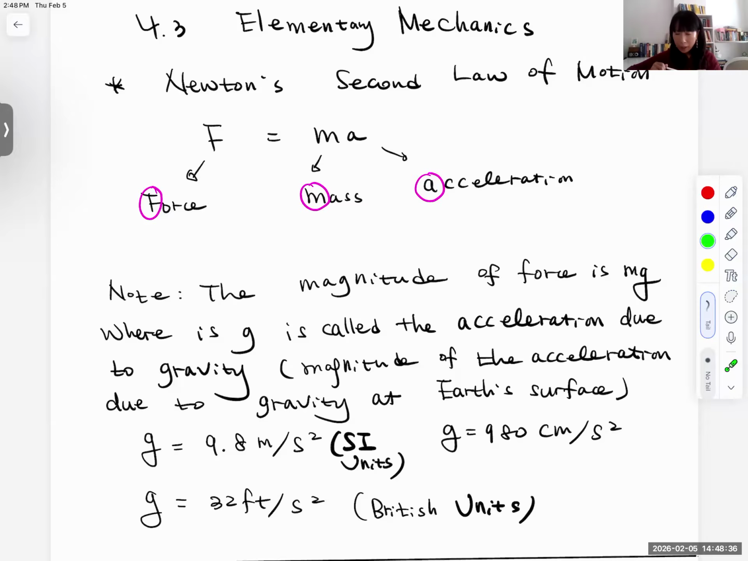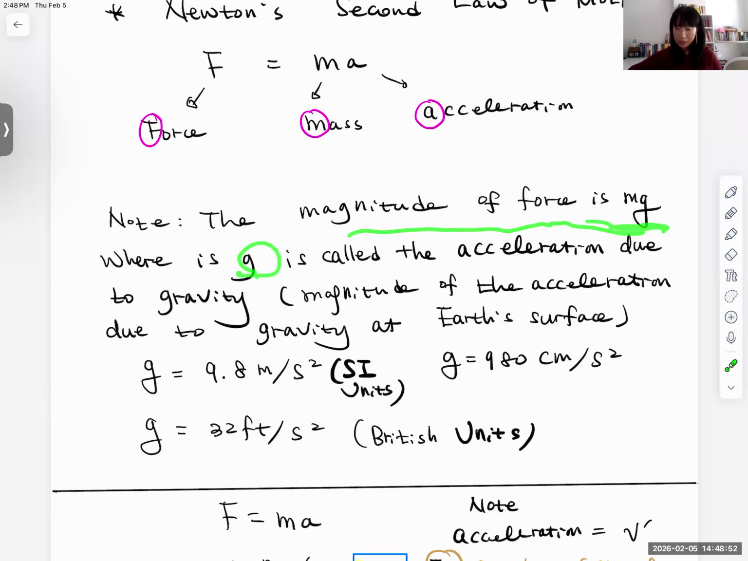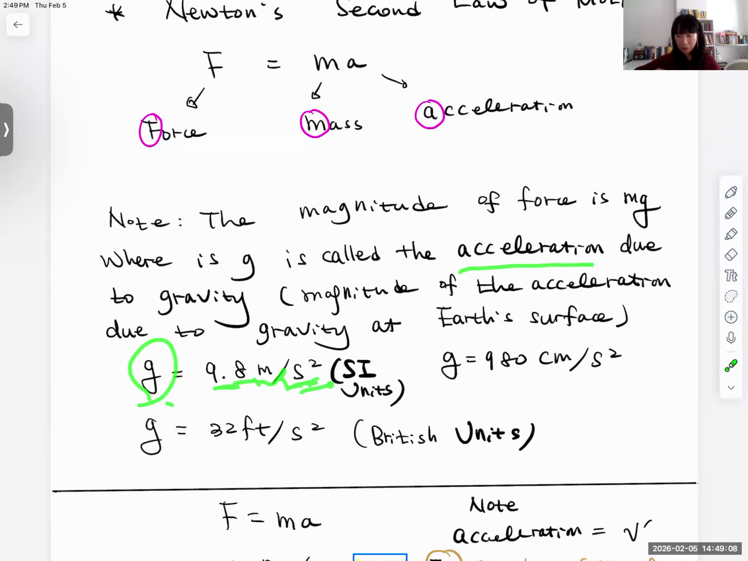Okay, now we have gravity, which we call g. The magnitude of the force is mg, and g is called the acceleration due to gravity. Normally g is equal to 9.8 meters per second squared, because it's acceleration, right? So that's the unit.